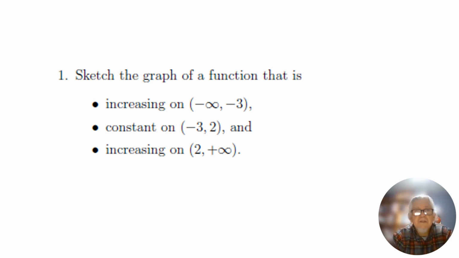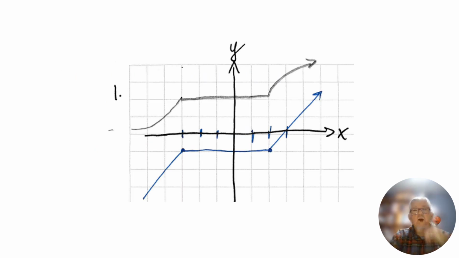So the first question is this: sketch the graph of a function that is increasing on the open interval -∞ to -3, that is constant on the interval from x equals -3 to x equals 2, and is increasing on the open interval 2 to infinity. So there's not one right answer, and I have included 2 in my sketch.